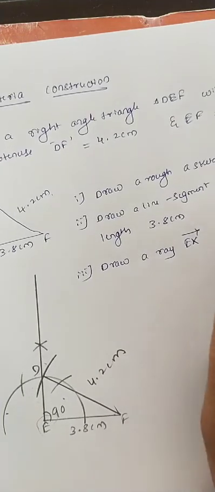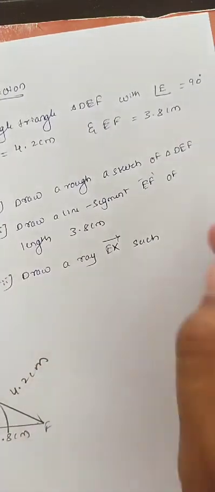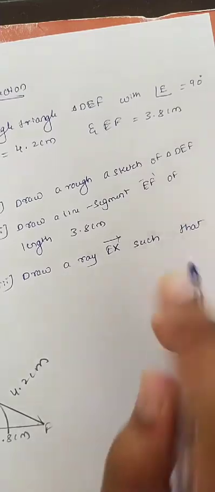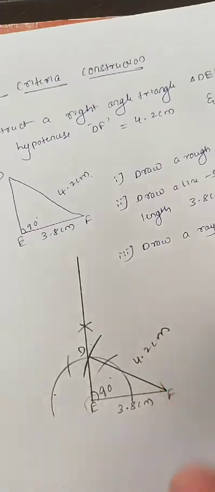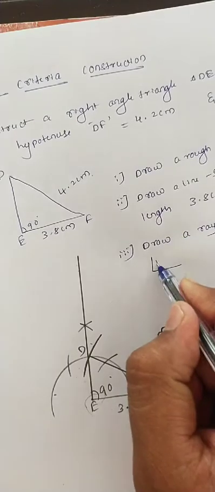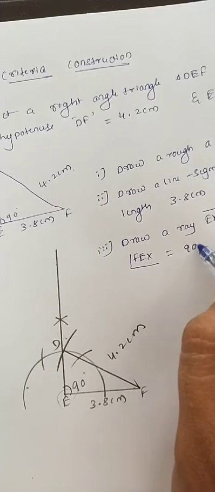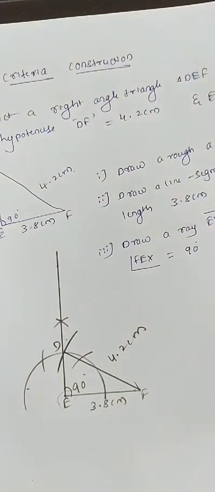Draw a ray EX such that angle FEX is equal to 90 degrees. So this is your third step.